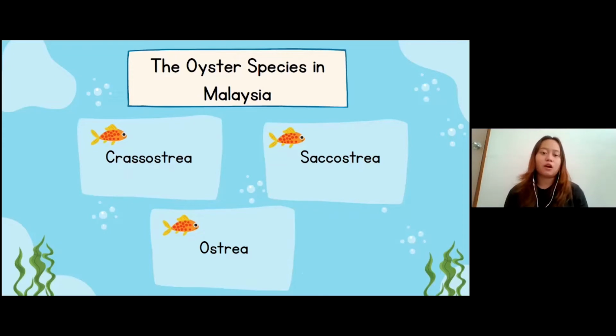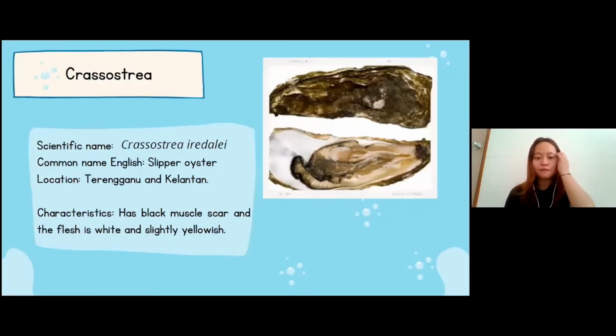Now, I would like to talk about the oyster species in Malaysia. For oyster species in Malaysia, there are three genera of commercially important oysters found in Malaysia: first we have Crassostrea, second we have Saccostrea, and third we have Ostrea. For genus Crassostrea, we have two species. First is Crassostrea iredalei, with the common name slipper oyster.